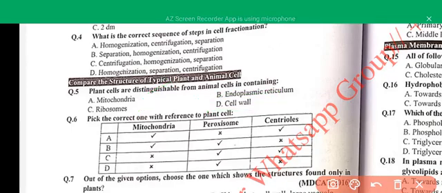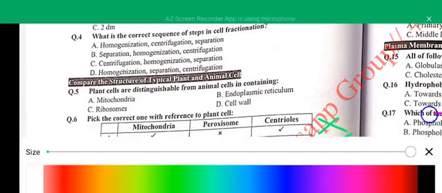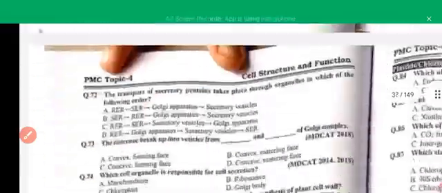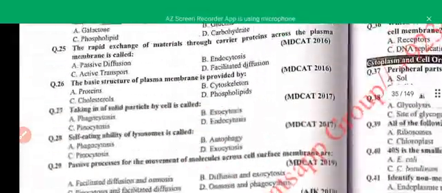Then pick the correct one which refers to plant cells. The option saying it contains mitochondria but not peroxisome, but contains centriole is wrong. Centrioles are not actually present in plant cells, so the best option is B. If we check it from the key, the best option is B, and it is all right.